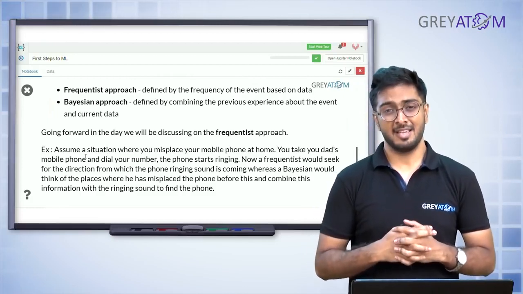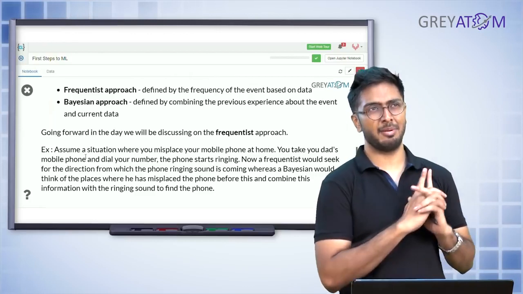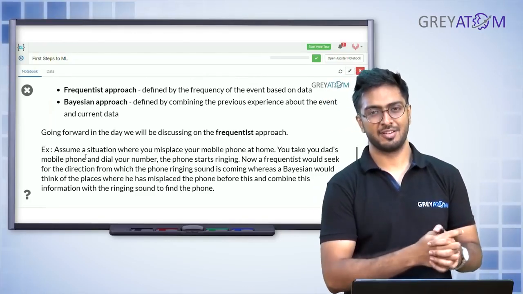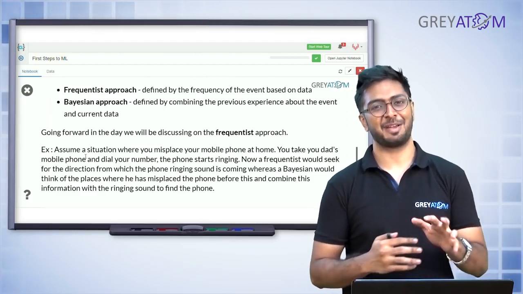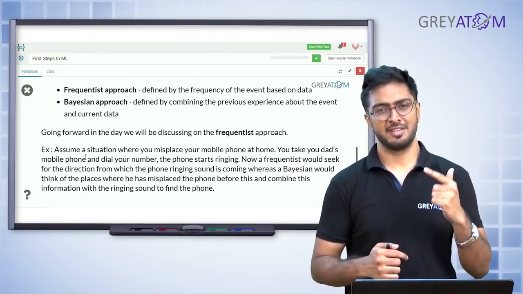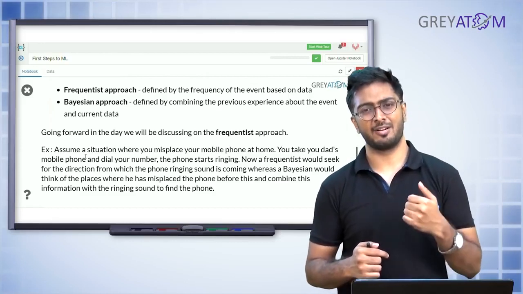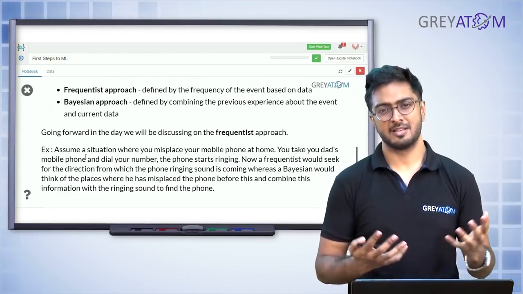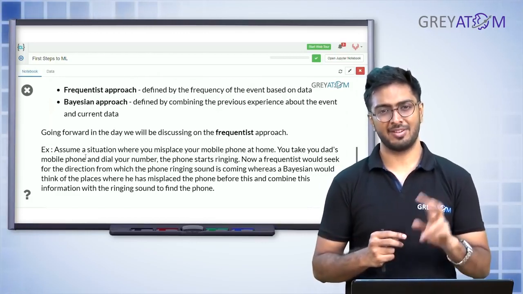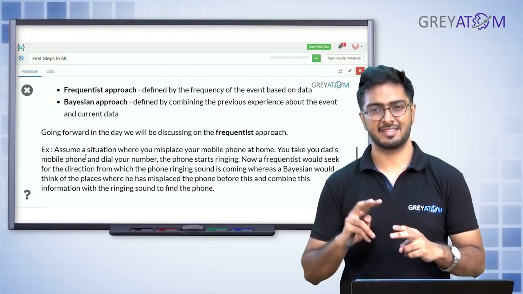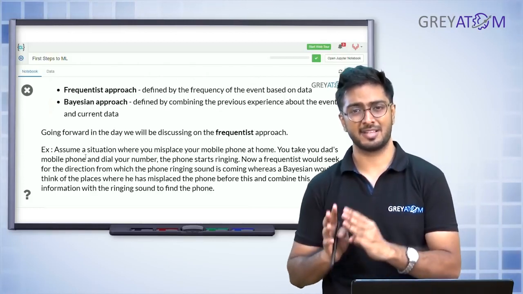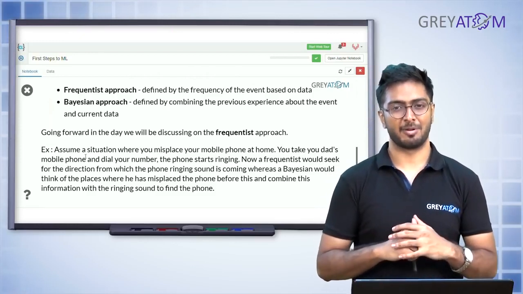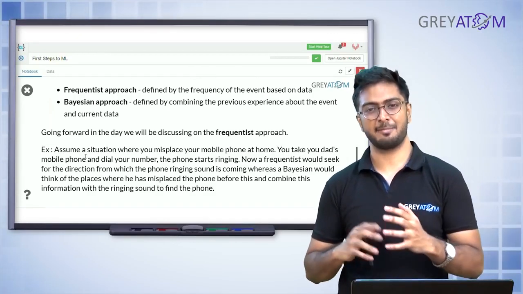Now the other option is you think, hey, I remember what happened last time. Last time I had kept it in the fridge for some reason, and the time before that I had lost it in the kitchen itself, somewhere in the cupboards. Given those two pieces of information, I can say that this is also probably the third time I would lose it somewhere in the kitchen. And you probably give it a 90% probability given your last experiences. That is a Bayesian approach.